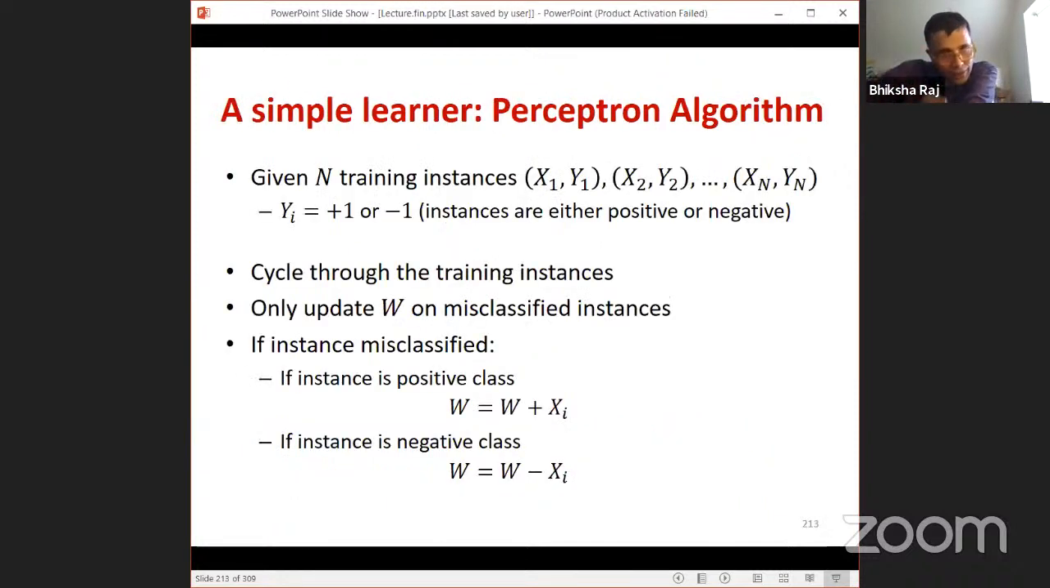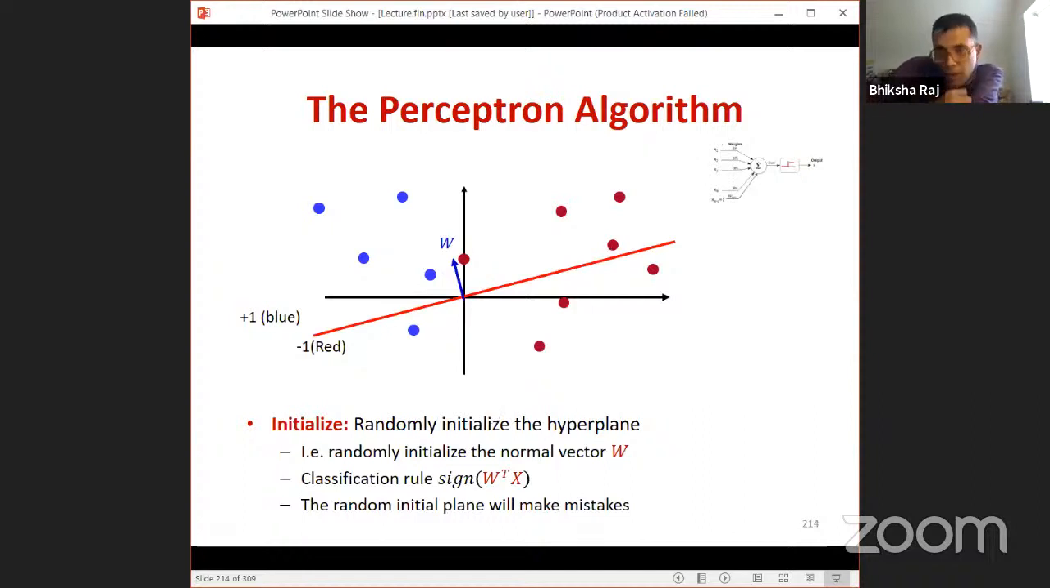So just using that intuition, the ideal weight for a positive instance is the instance itself. Anytime I find that a positive instance is misclassified, I'm going to drag the weight vector towards that instance by adding it to the weight vector. The ideal weight for a negative instance is when the weight vector points exactly opposite to the instance. So if a negative instance is misclassified, I'm going to push the weight vector in a direction exactly opposite that instance. And so here's how the perceptron learning algorithm works.